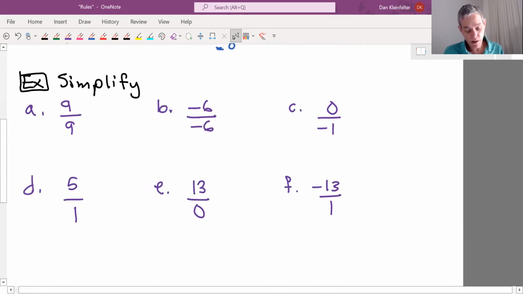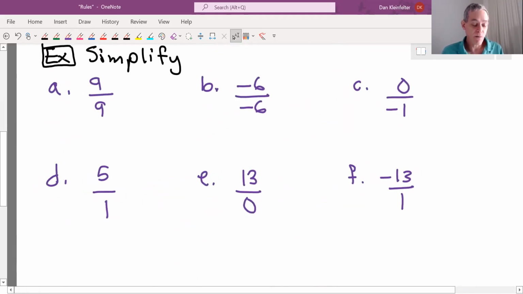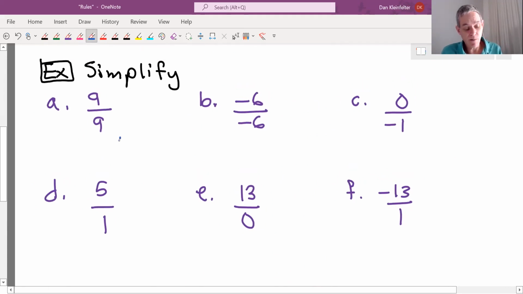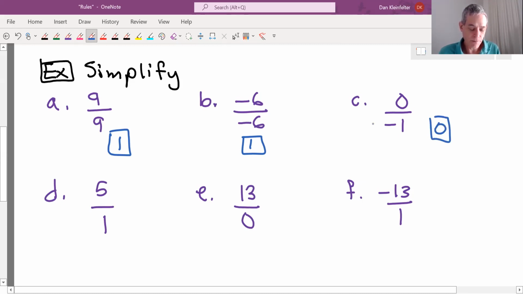Okay, all right, so these 6 things, and then we're done. We will just want to simplify each of these. Here, 9 divided by 9 is going to equal 1. Negative 6 divided by negative 6 is going to equal 1. 0 divided by negative 1, there's a 0 in there. Take a second to decide if that should be 0 or undefined. Okay, the 0 is on top, so that makes it 0. 5 divided by 1 is going to be 5. 13 divided by 0 is undefined. Negative 13 divided by 1 is going to be negative 13.